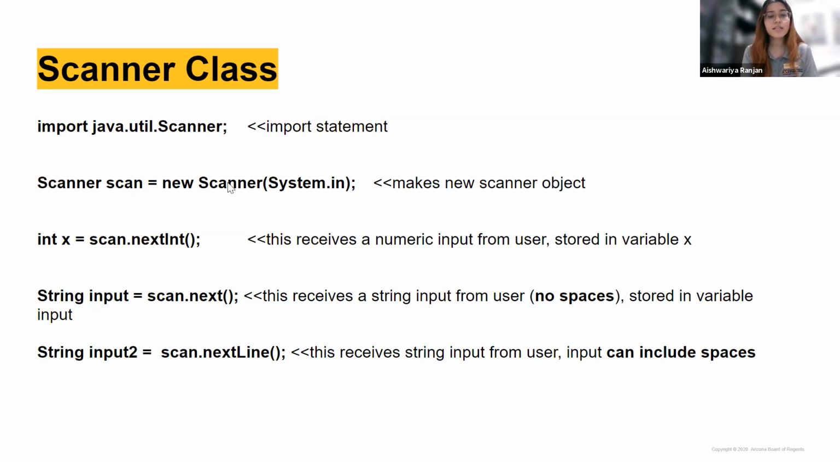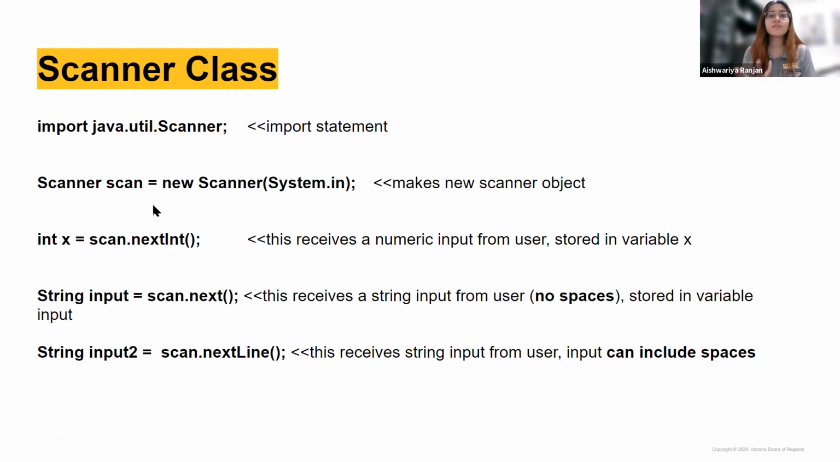So Scanner scan equals new Scanner. And in brackets, we have System.in because we are taking user input. Like when you print out, you write System.out.println. So you're giving output, right? So System.in is we're taking user input. So this line of code creates a new scanner object.